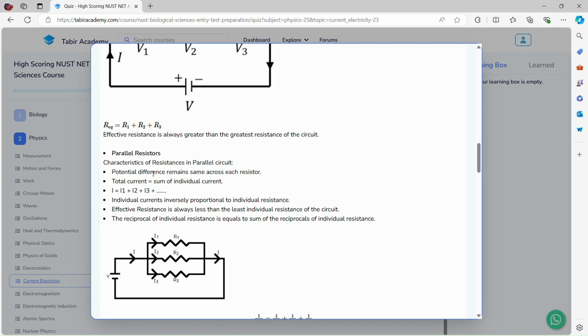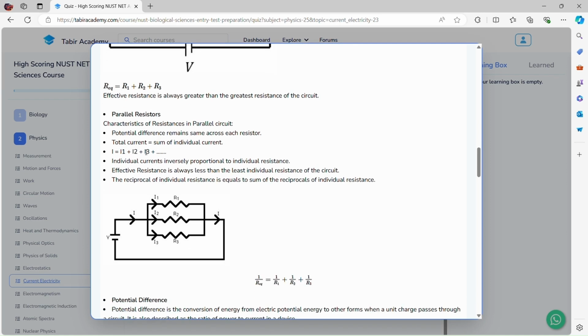Parallel resistors. Characteristics of resistances in a parallel circuit. Potential difference remains the same across each resistor. Total current equals the sum of individual currents: I = I1 + I2 + I3.